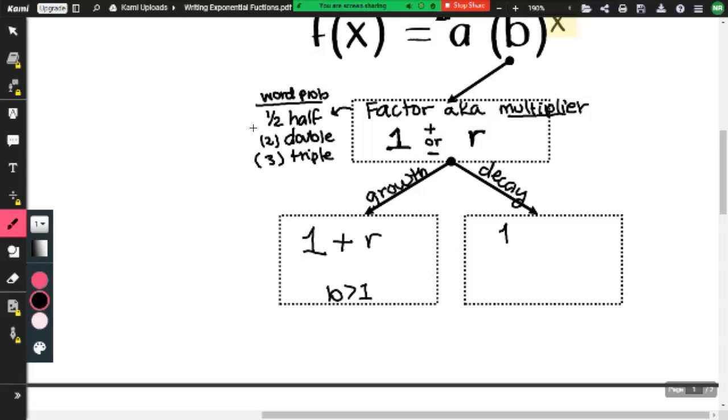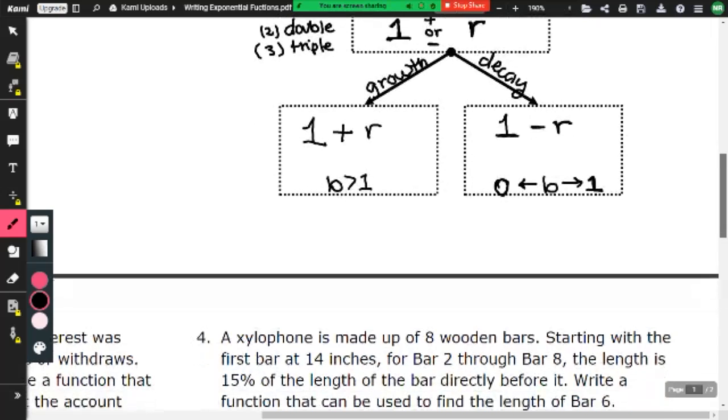Decay. Factor starts at the number 1. If you subtract the rate, if you're given in a word problem a percent type number, you have to start with this 1 minus that percent. If you do that, you're going to end up with a number less than 1 inside the parentheses, but never a negative. So B has to be in between 0 and 1. You never have a negative number in that parentheses, and you'll never be given an example with an actual negative.